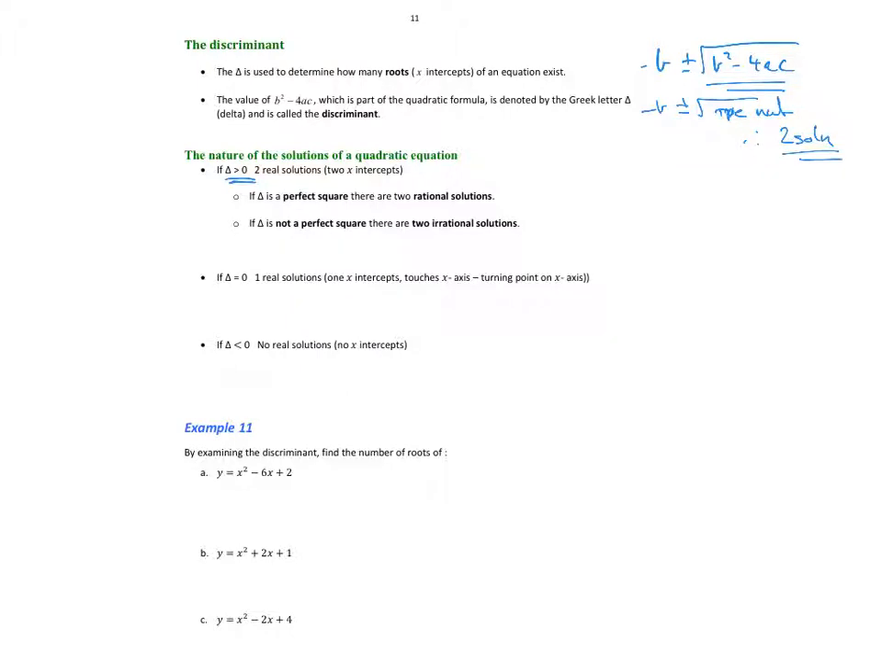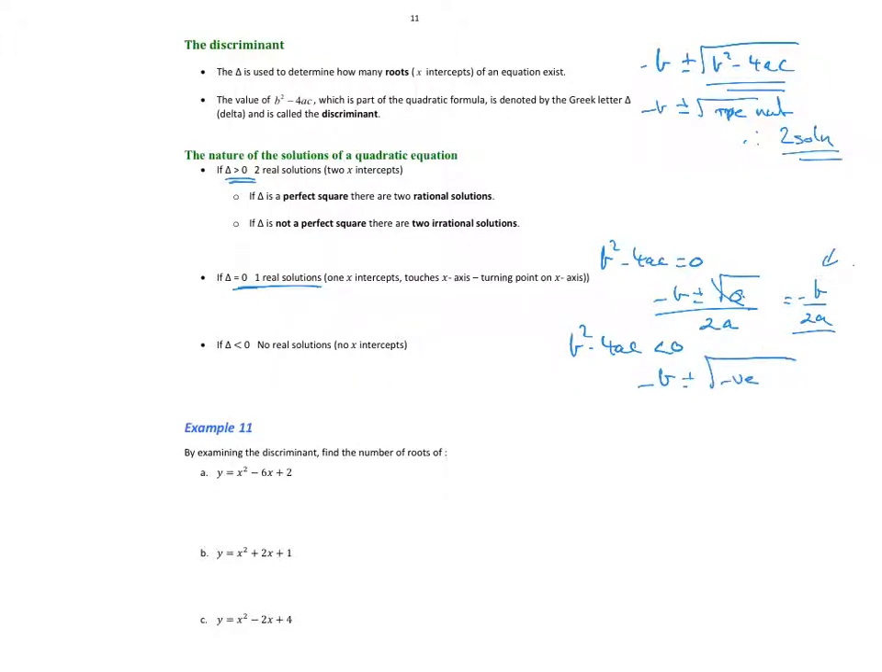If the discriminant is equal to 0, I get minus b plus or minus the square root of 0, which means all I get is one solution. If the discriminant is less than 0, I get minus b plus or minus the square root of a negative number, which has no solutions. Therefore, we get no real solutions, or no x-intercepts. So really, just by looking at the b squared minus 4ac, we can tell how many solutions we're expecting to get.